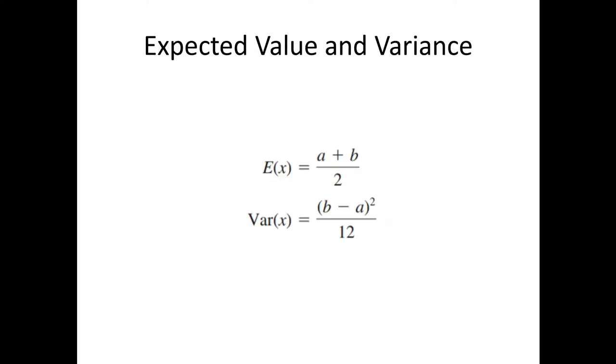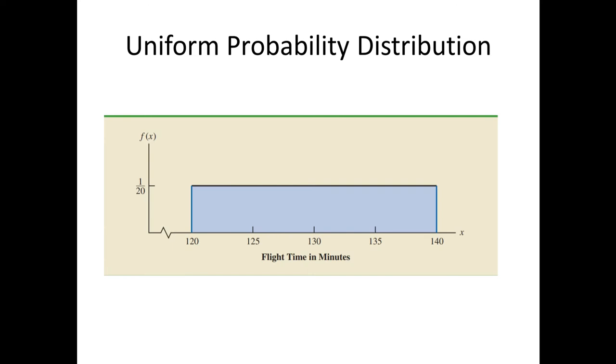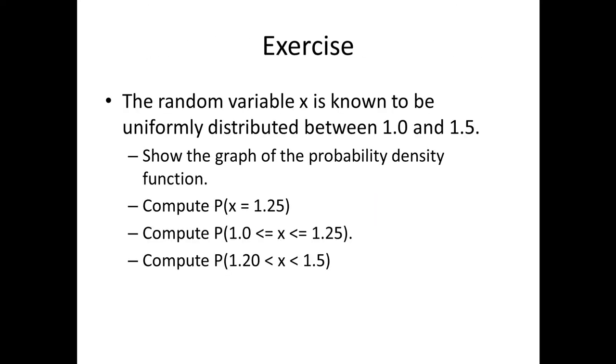And the expected value is going to be a plus b over 2, and the formula for the variance... I want to go into how you actually derive this formula, but it stems from integral calculus. Basically you integrate over the squared deviations, and you'll come up with this formula. So you could just memorize this. Works for me.